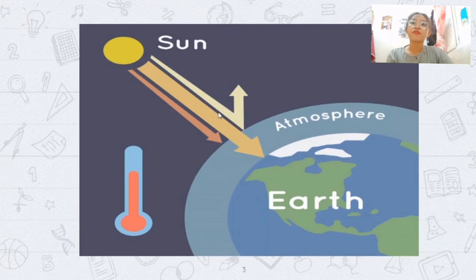So let us take this picture for an example. This is the sun, and this is the earth, and also the earth's atmosphere. So the greenhouse effect is a natural process that warms the earth's surface. So when the sun's energy reaches the earth's atmosphere, some of it is reflected back to space, and some of it is being absorbed and radiated by greenhouse gases. So greenhouse gases prevent heat from escaping into space, which results in warming the planet.